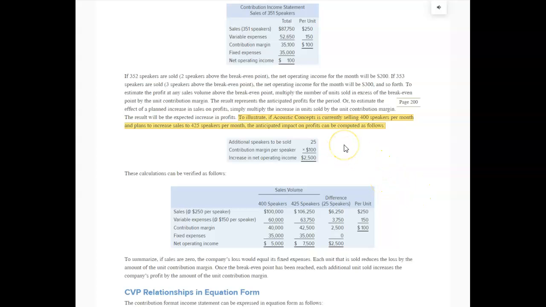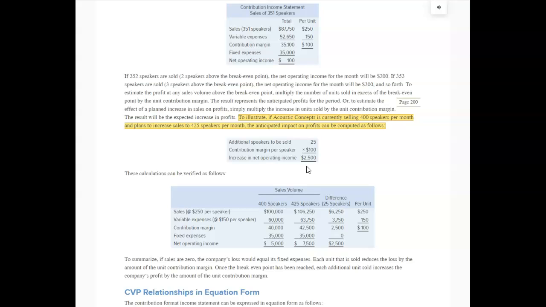This next example is asking, okay, if we are currently selling 400 speakers, what will our increase in net operating income be if we sell 425 speakers. Now, there's a quick way to do it right here, and there's a long way to do it. They both get the same answer, $2,500. The quick way is to say, well, if we sell 25 more speakers than where we are currently, 425 minus 400, so we have 25 more units we're selling, and our contribution margin is $100 per unit. Just multiply, and our increase in net operating income is $2,500.